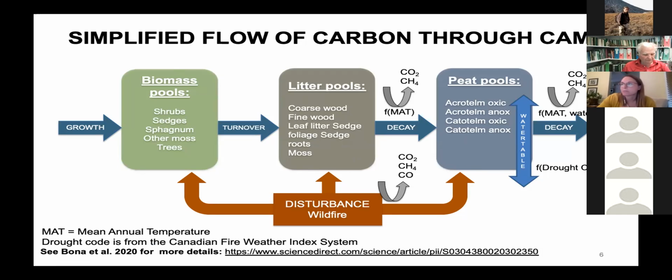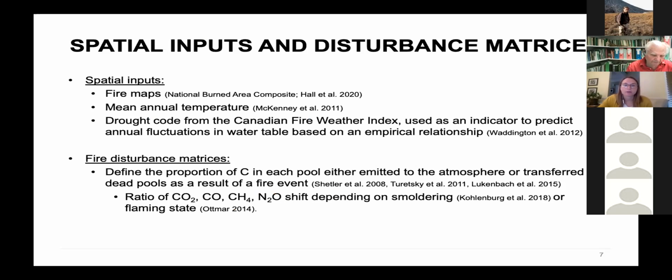And water table depth is based on an empirical relationship with drought code index. Drought code is an index developed by the Canadian Forest Fire Weather Index System, and it was really useful here because we could obtain annual spatial layers of this drought code index. And then the other spatial layers that we were able to apply would be the fire map of Canada, and also the mean annual temperature, and then the drought code, as I just mentioned.